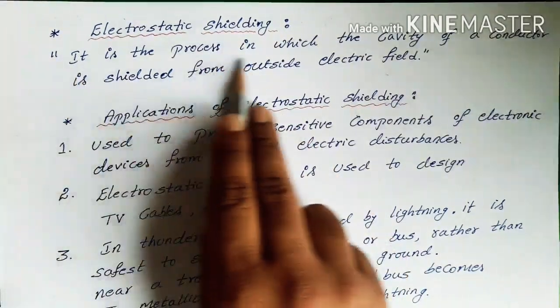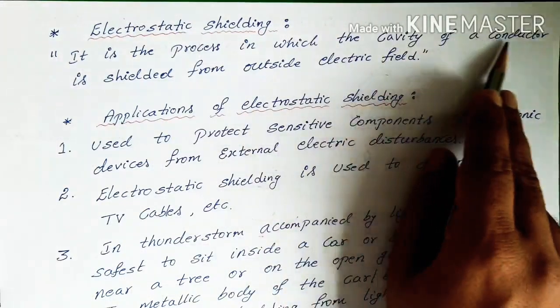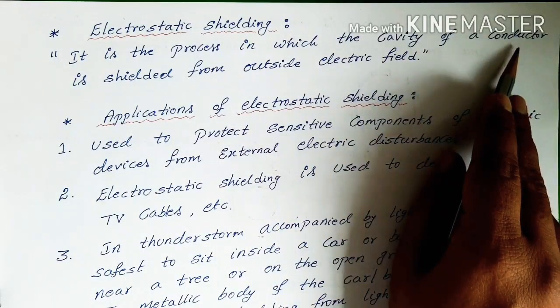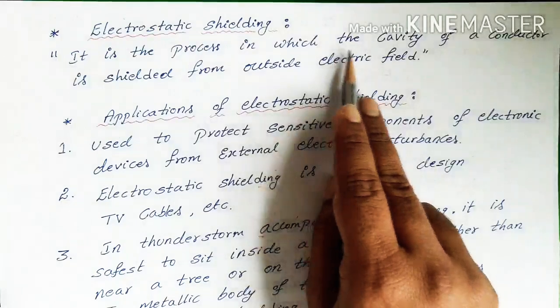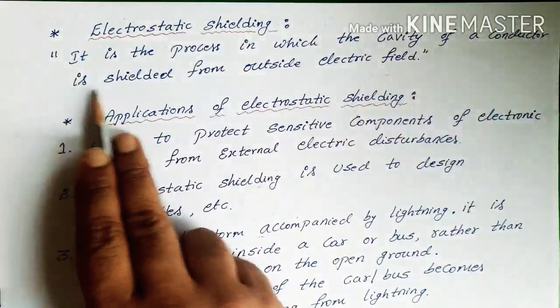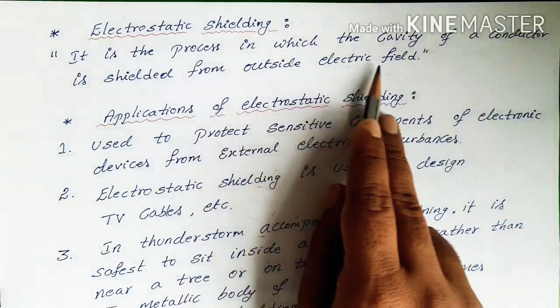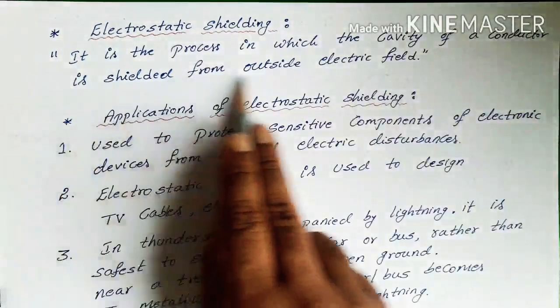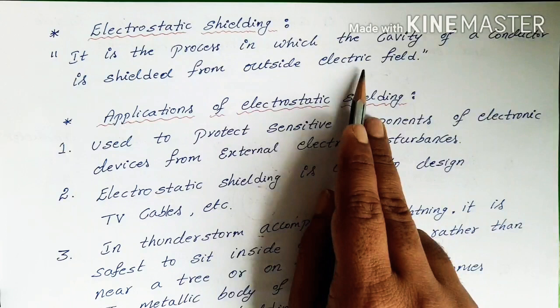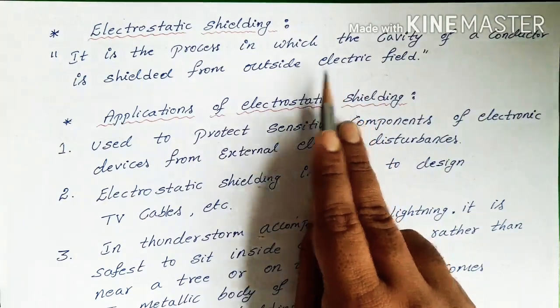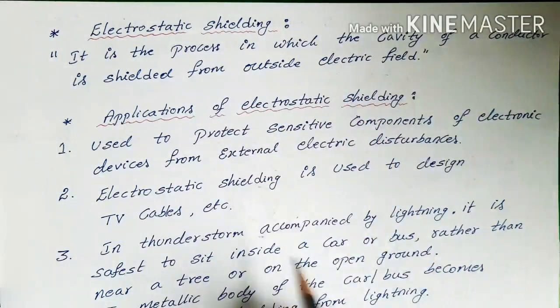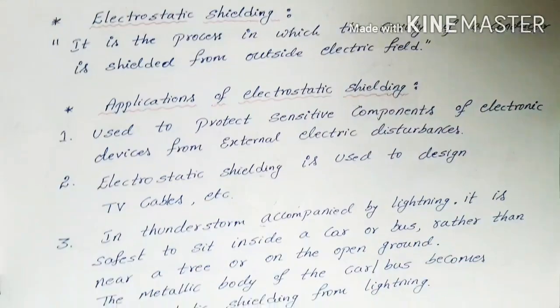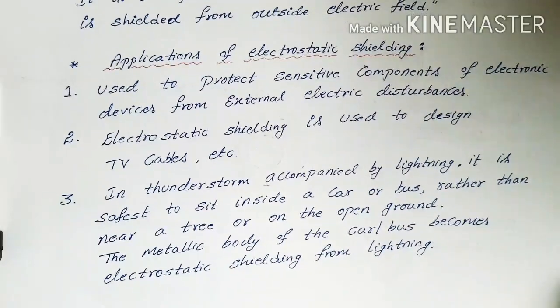It is the process in which the cavity of a conductor, the cavity we observed in the fourth point, is shielded from outside electric field influences. This is called electrostatic shielding. Where can we use this shielding effect? The applications of shielding effects.